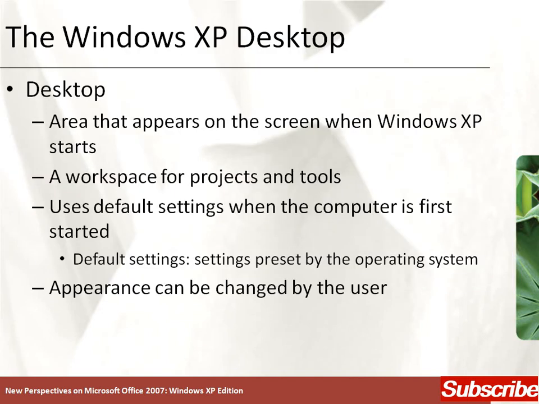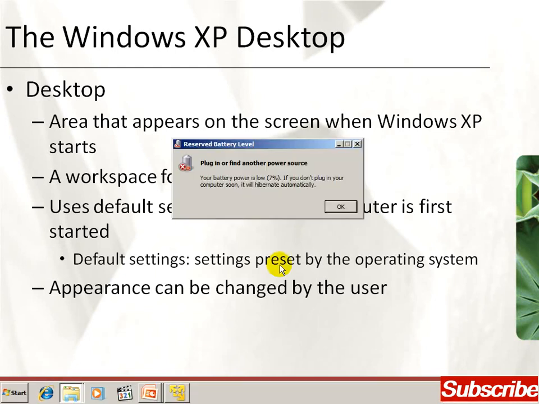Move onward. The Windows desktop. What is the desktop? See, it will come in papers. So right now, what is this? The area that appears on the screen when Windows XP starts. Simple. A workspace for projects and tools. Here you can work. This is a space. It uses default settings.